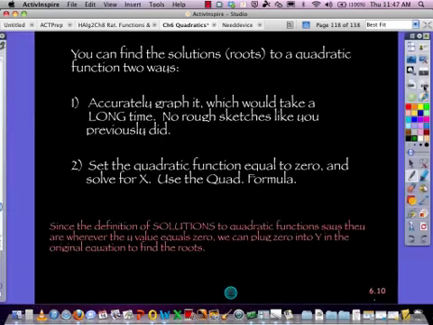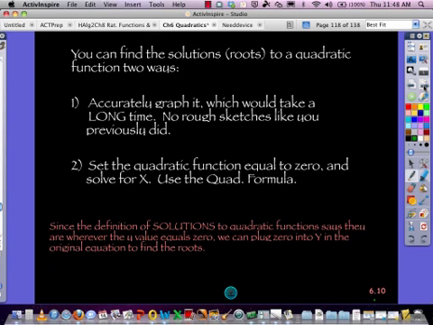From there, you can find solutions or roots to the quadratic function two ways. Accurately graph it. It would take a long time, it says here. No rough sketches like you used to do. Or you could set the quadratic function equal to 0 and solve it for x using the quadratic formula. Now, we've been working on quadratic formulas, so that should be okay.